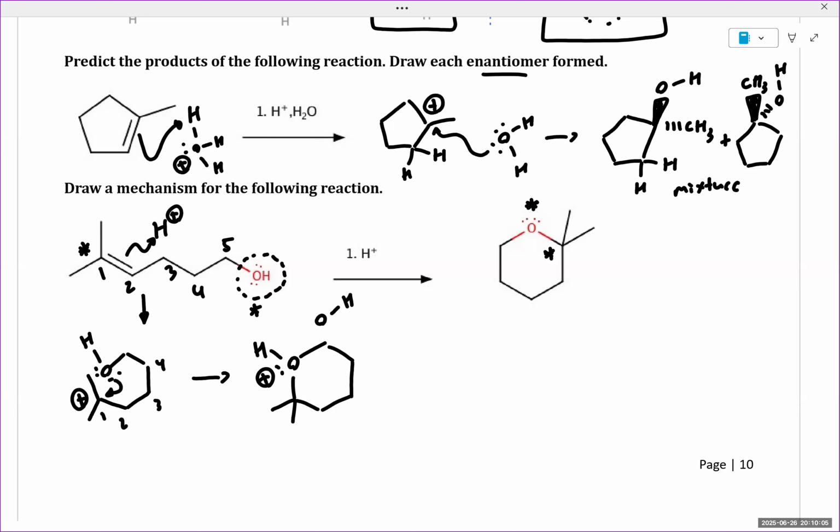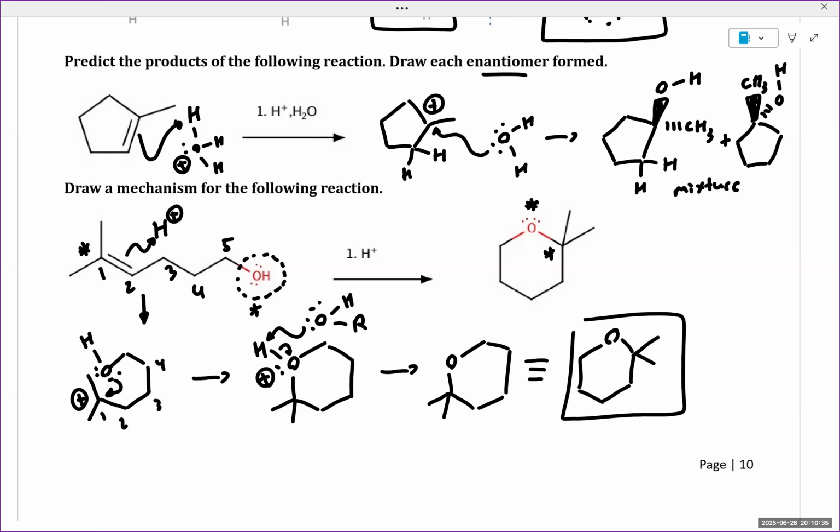And from here, as a cleanup step, either water or another equivalent of our alcohol will come in and pull off this proton, which in turn will generate our final product. We can redraw this after rotation to look like this. There we go. So in this case, instead of water, we had an internal nucleophile, such as an alcohol, attack the carbocation.